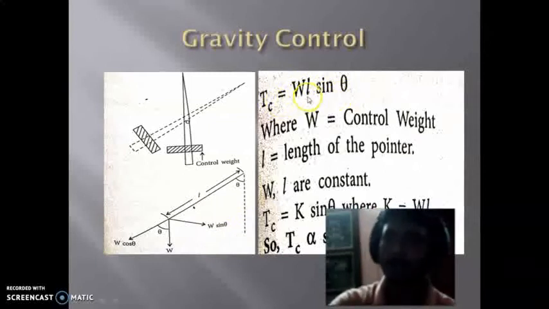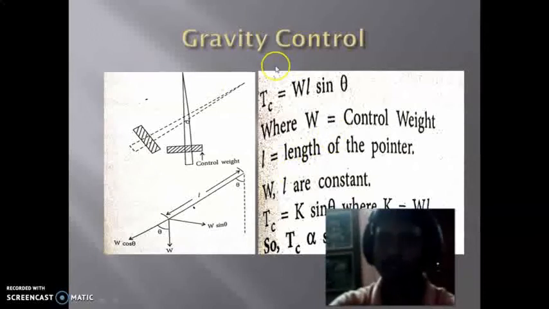Here W and L are constant. W is the controlling weight and L is the length of the pointer. So now Tc is equal to K into sin theta, if W into L is equal to K. So Tc is proportional to sin theta. So this is the gravity control by which we can control the indicating instruments.